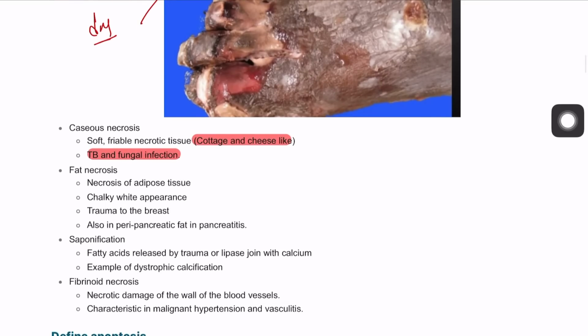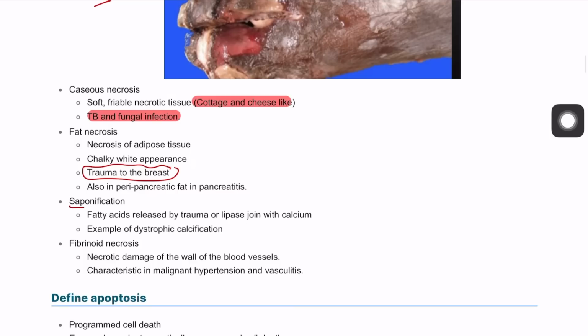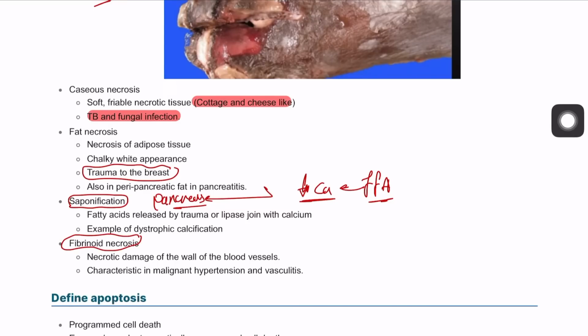Fat necrosis typically happens in the breast due to trauma, and saponification happens around the pancreas in acute pancreatitis. That's one of the reasons why patients in early acute pancreatitis can get hypocalcemia, due to release of free fatty acids that will chelate the calcium later on. And also fibrinoid necrosis happens in the wall of the blood vessels in malignant hypertension specifically.